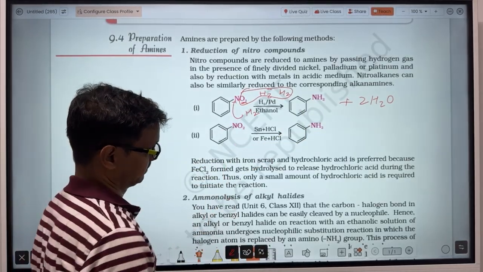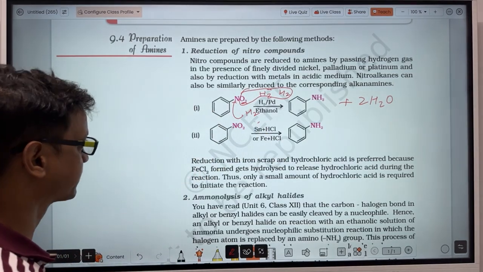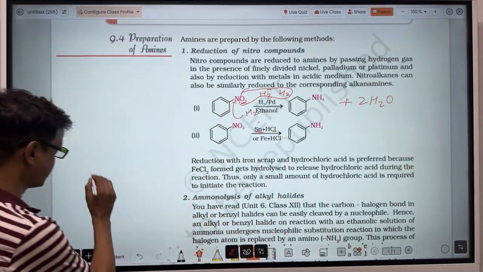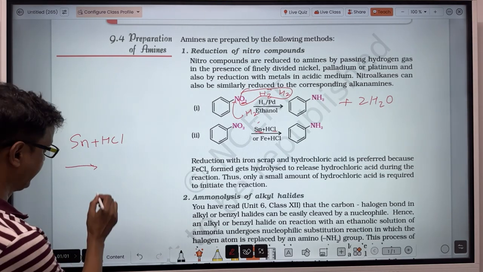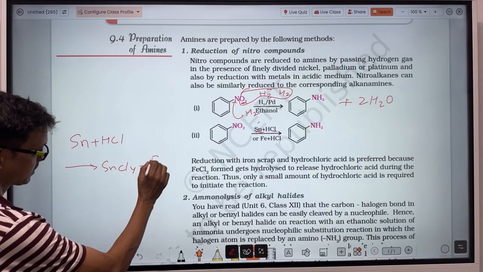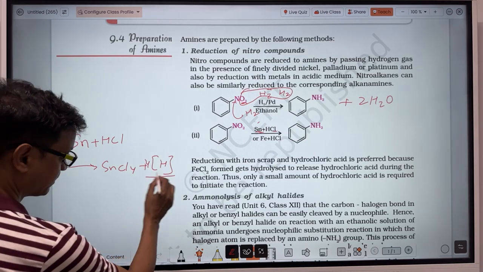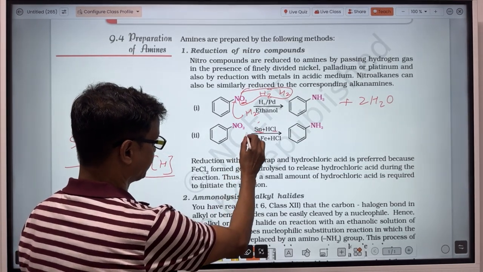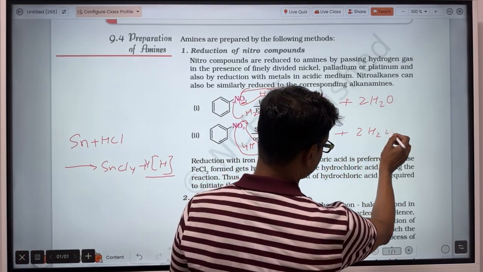Now another reaction, which we have also discussed in the chapter on aldehyde and ketone: strontium, when combined with HCl. So strontium reacts with HCl and that will form SnCl4. How much nascent hydrogen? In this case 4 will be provided. So a number of nascent hydrogen atoms will be there. So 4 nascent hydrogen will combine with 2 oxygen and form 2 moles of H2O.